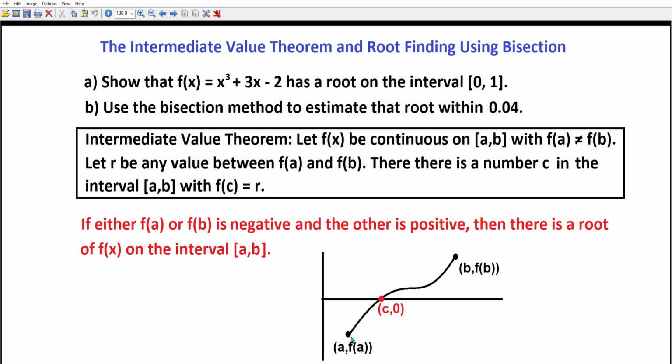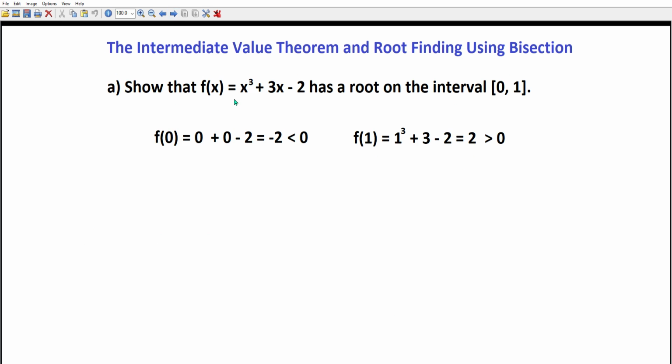So as we see in this picture here, if at one endpoint we have a negative function value and at the other endpoint we have a positive function value, there must be a root in that interval. So if we take the interval 0, 1 and calculate our function value there, at 0 we get 0 plus 0 minus 2, or minus 2, which is less than 0. At 1 we get 1 cubed plus 3 minus 2, or 2, which is bigger than 0. The intermediate value theorem says there's a root on that interval, as pictured here.